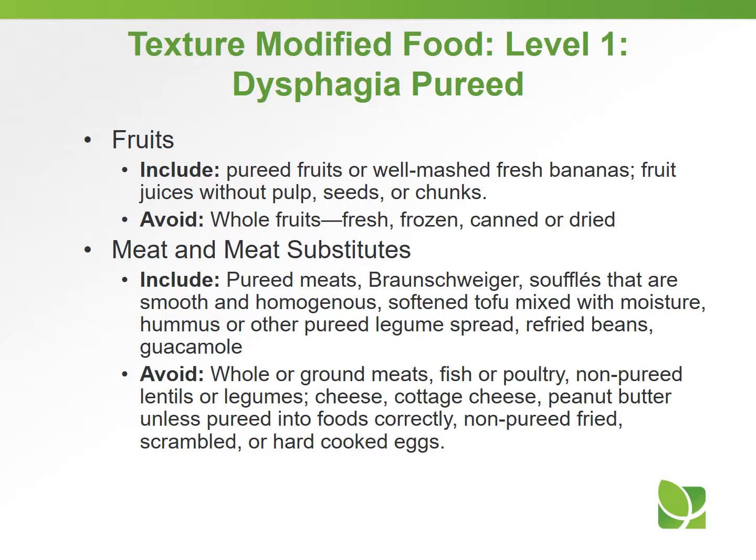Fruits include puree fruits or well-mashed fresh bananas, and fruit juices without pulp, seeds, or chunks. Avoid whole fruits, fresh, frozen, canned, or dried.